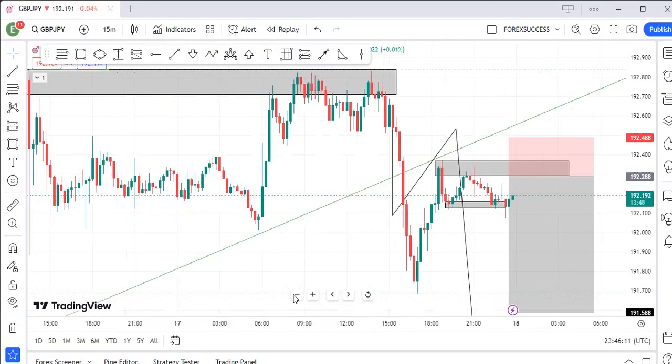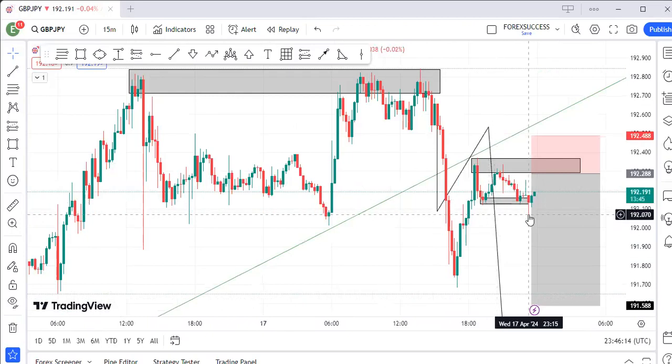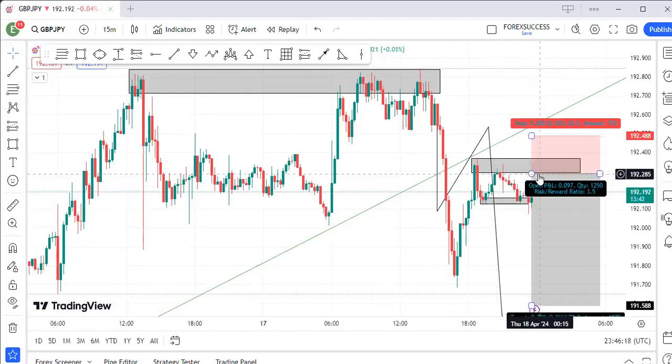So, you can see that price, just like I said, should break this. After breaking this, you push up. You can see price already pushing up.